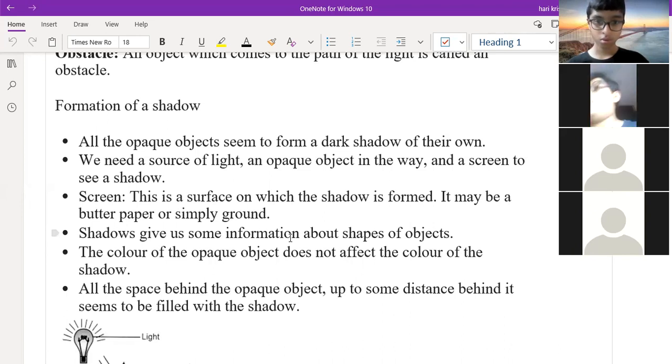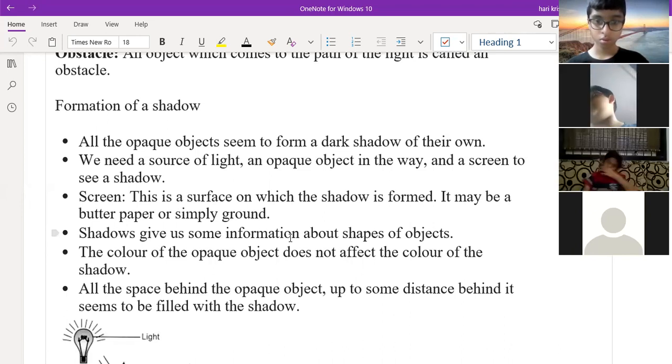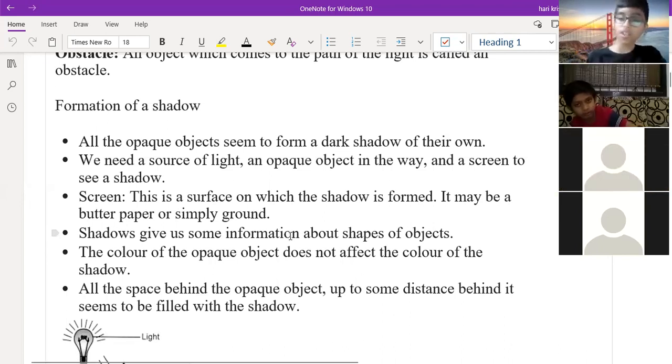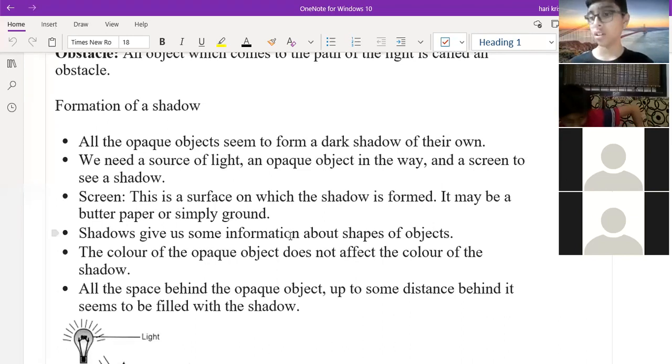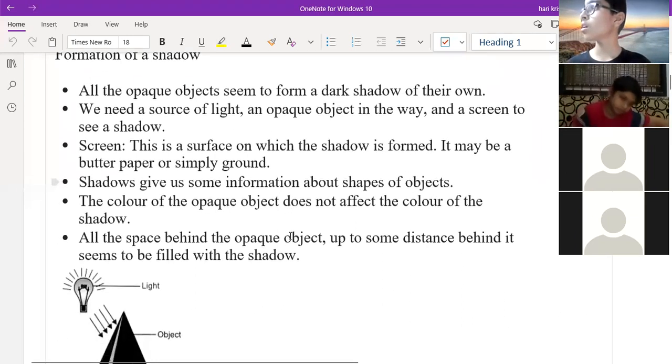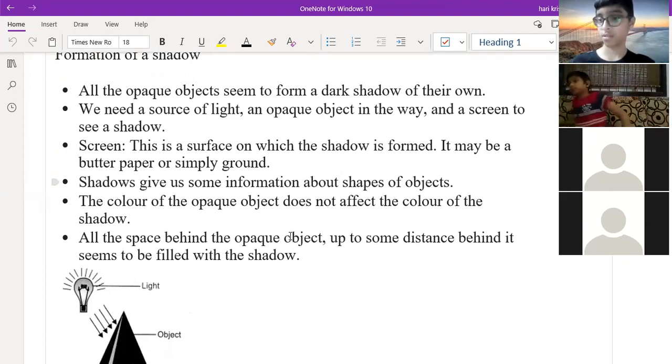If it's any other color, you cannot see the shadow properly, right? Because obviously the shadow will always be black in color itself. Yes or no? Is there any other color formation done with the help of shadows? No, sir. So if you have a good white background, you can see it clearly. All the space behind the opaque object can be filled with the shadow. Can it happen, sir? Sometimes it can happen.